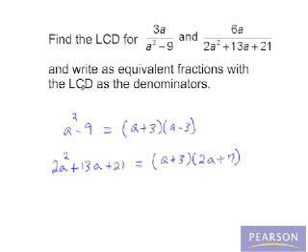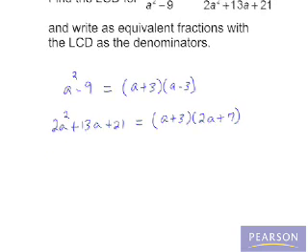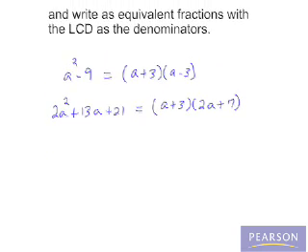Now to determine what the least common denominator is, we look at all of the factors, and I see we have 1, 2, 3 distinct factors involved. So we pick each one of those and see at most how many times they're being used. Let's start with the factor of a plus 3. A plus 3 shows up at most one time here, and at most one time here, so I only need one factor of a plus 3.